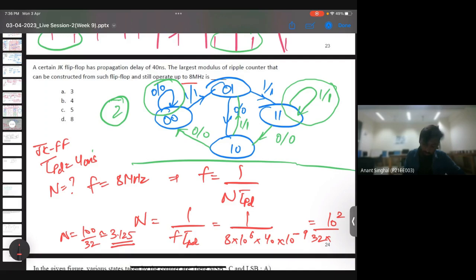So now it says the largest modulus of the ripple counter. So the largest counter will be 3. If the question had asked for the number of flip flops, it would be 2 to the power m. Since the largest counter is this, we know that it is greater than or equal to 2 to the power m, right? So the number of flip flops used is 2 to the power 3 point something, so it will be 8 only. Is it clear?